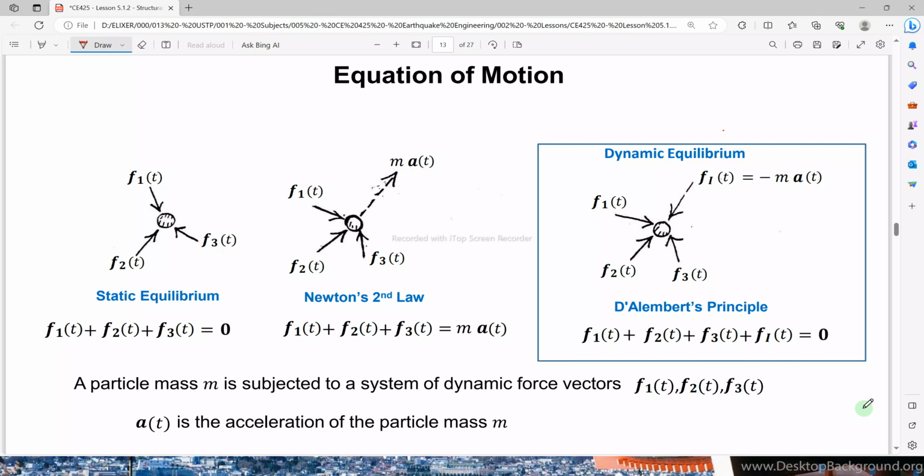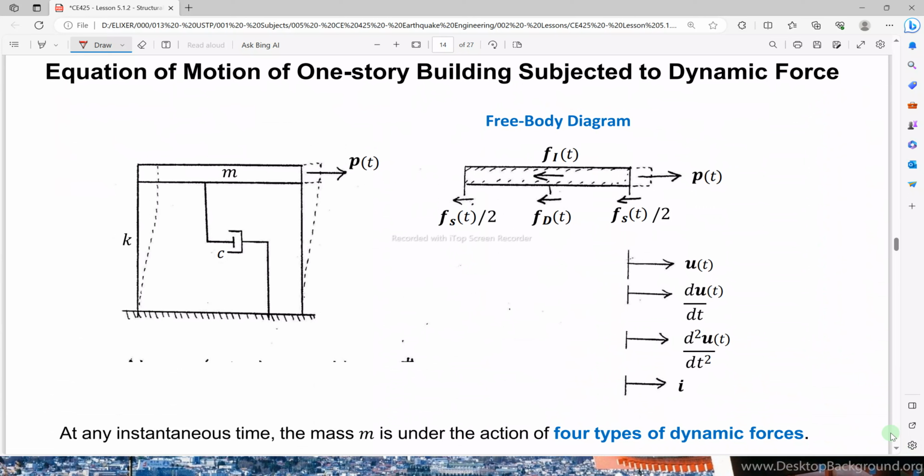On this one, we have a dynamic equilibrium by applying the concept of d'Alembert's principle. Okay, next, moving on. From the simple structure, the single degree of freedom structure, the idealized structure, we try to describe its motion, and then tackled a little bit about the equation of motion. Now we try to apply the equation of motion of a one-story building subjected to a dynamic force.